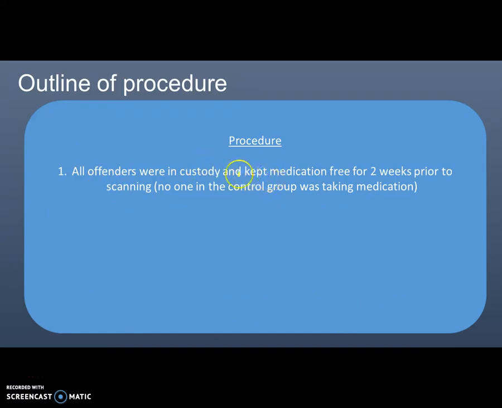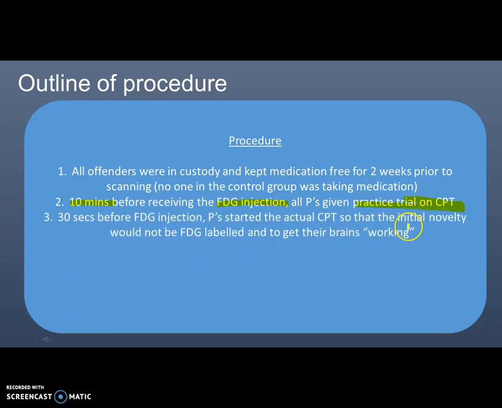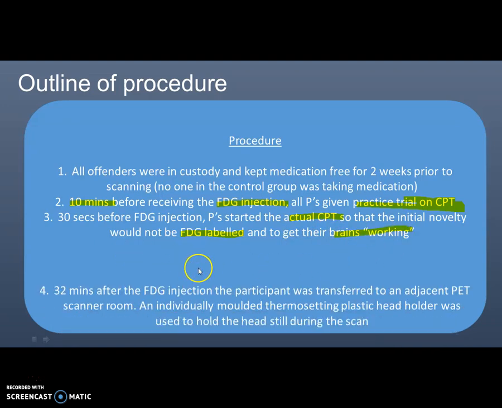All offenders were in custody and kept medication free for 2 weeks. Scanning began 10 minutes before they received the FDG injection. All participants were given a practice trial on the CPT, the continuous performance task. 30 seconds before the injection, they started the actual continuous performance task, so that the initial novelty would not be FDG labelled. In other words, the novelty of it wouldn't soak up all the glucose. You're getting their brains working and used to the task just before the injection.